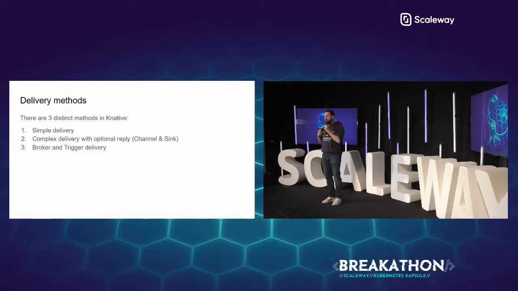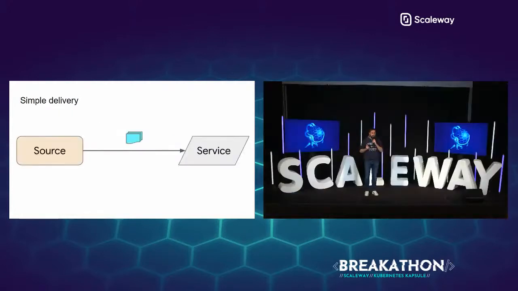And of course, we can have complex deployments of all of that with flows like sequence and parallel, but we will see that later. Okay, so the first one is a simple delivery, source and service. We have an event source that will generate events, and we will consume that event with a service, with a Kubernetes service on top of that.